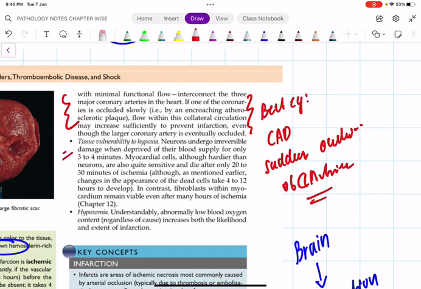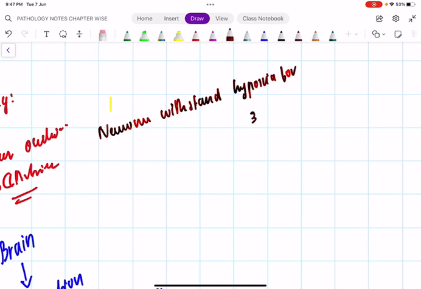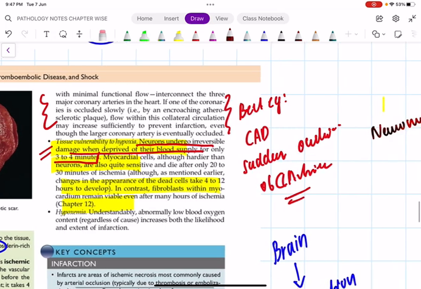Tissue vulnerability to hypoxia. Neurons undergo irreversible damage when deprived of their blood supply for just 3 to 4 minutes. This is an MCQ. Neurons can withstand hypoxia for 3 to 4 minutes. Fine.